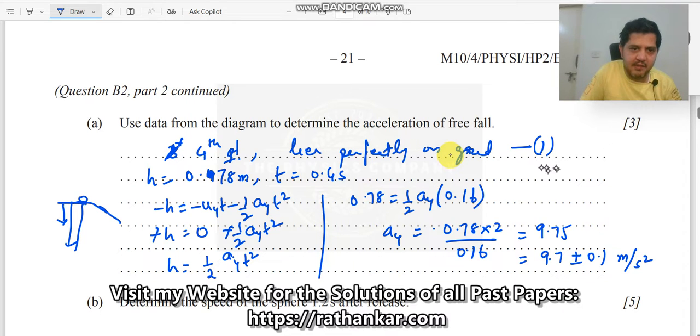Now 1 mark was awarded for selecting the proper point. The second mark was used for deriving or giving the right equation. The third mark was given for the proper answer along with the error being properly mentioned. Thus you get the 3 marks if you do all of them. Okay, let us move to the next problem.